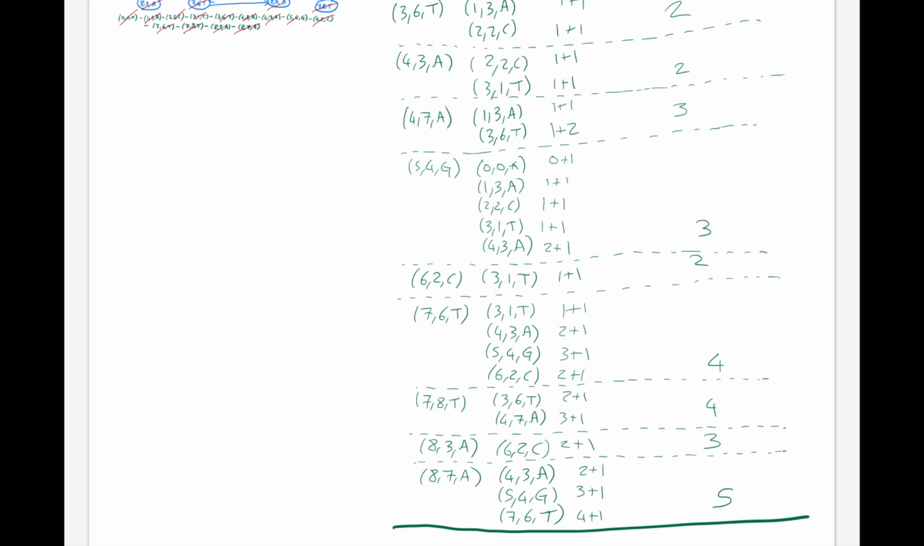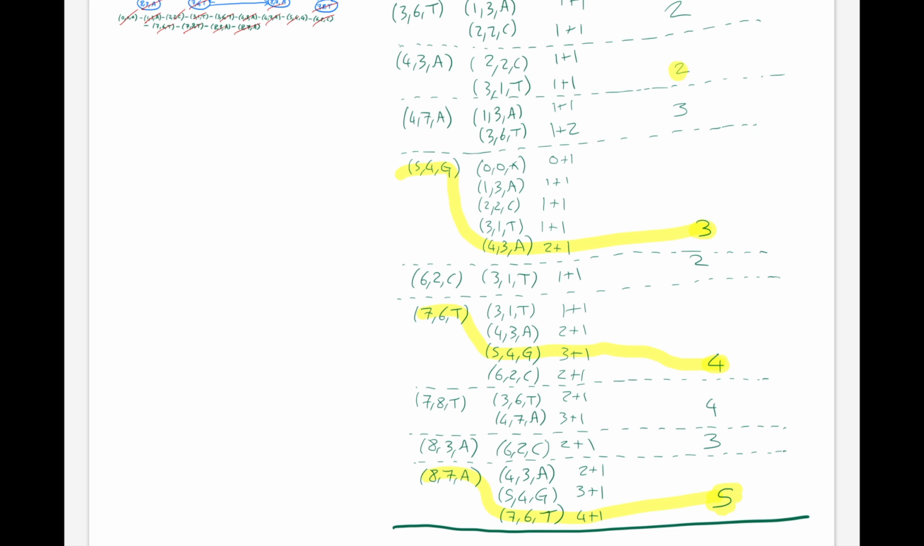Now we can start reading off a solution. So the state with the largest value is 8,7A with a value of 5. So that's the longest common subsequence we can make. How did we make that? Well, we went via 7,6T. 7,6T has a value of 4. How did we make that? Well, we went via 5,4G. How did we make that? Well, 5,4G has a value of 3, and we went via 4,3A.